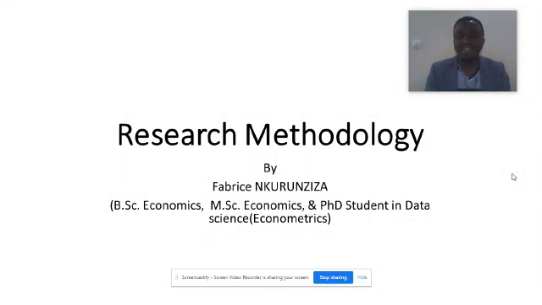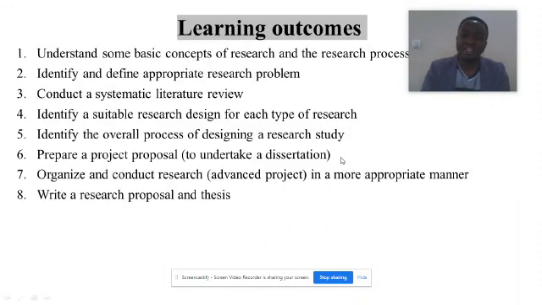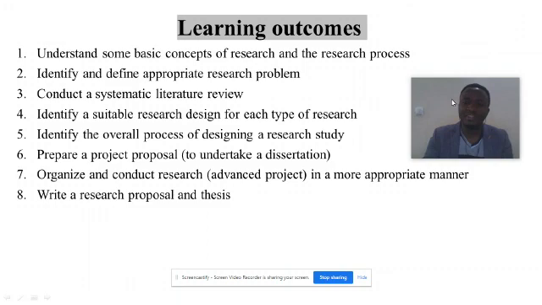Now, let's start by giving you the outlines, that is the contents, and also talking about the mode of assessment, but most important, talking about what the learning outcomes will be at the end of this course. The first learning outcome is that at the end of this course, any student or participant should be able to have the basic concepts of research and also understand the research process. So that is the first knowledge you need to have.